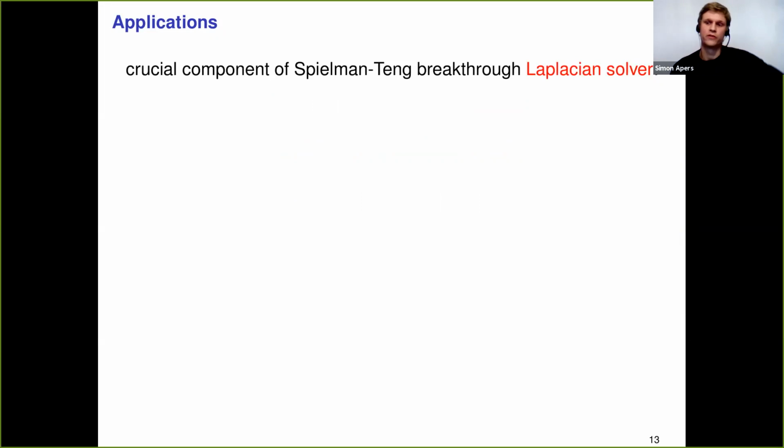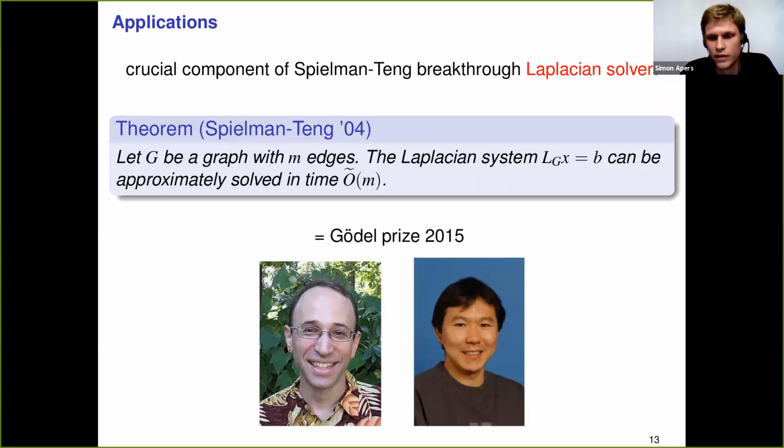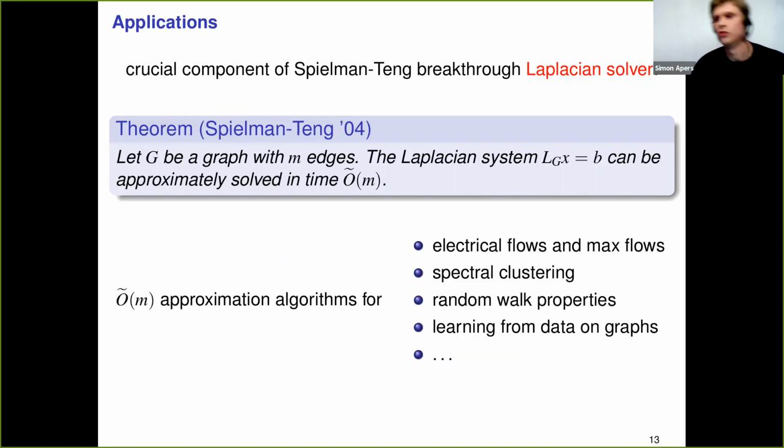Similarly, spectral sparsification was introduced by Spielman and Teng, basically for their work on Laplacian solving. They proved in 2004 the following famous result. Namely, for any graph with m edges, the corresponding Laplacian system, L_G x equals b, can be approximately solved in time near linear in the number of edges. This awarded them the Gödel Prize in 2015. And here's a picture of Spielman on the left side and Shang-Hua Teng on the right side. This again had a slew of applications. Namely, this gave near linear approximation algorithms for things such as electrical flows, max flows, spectral clustering, and again, many more things.